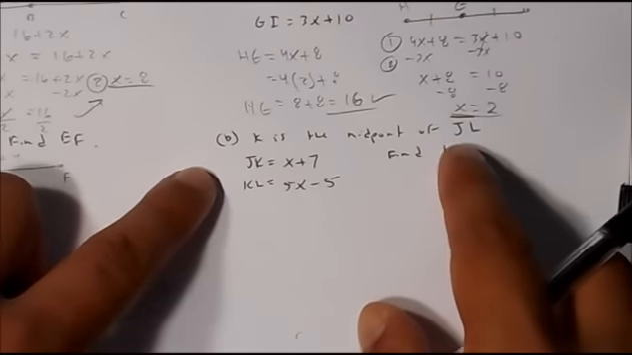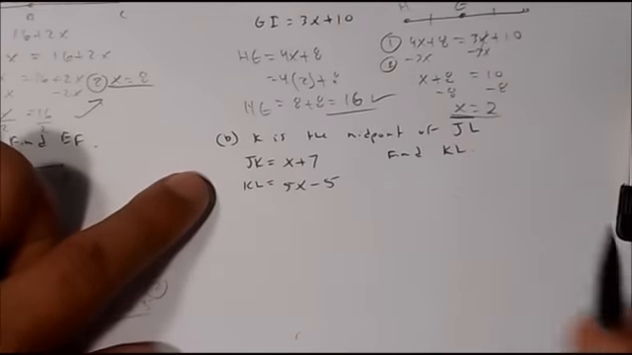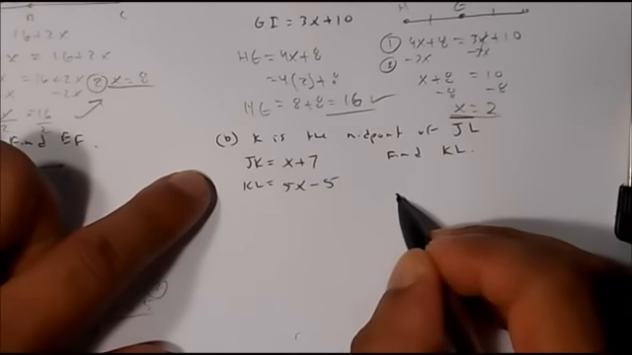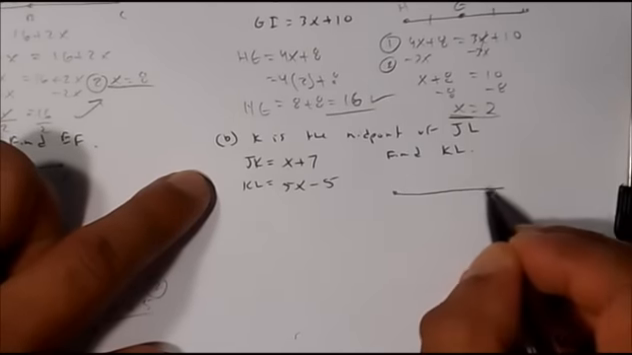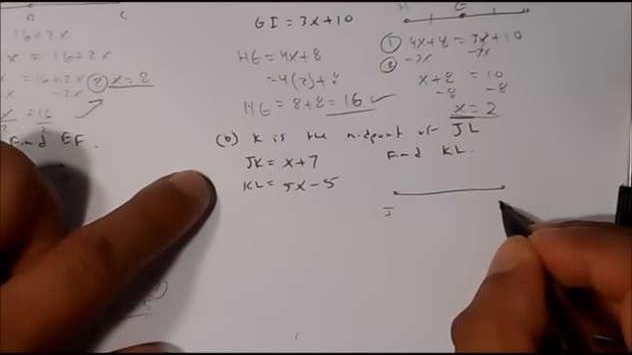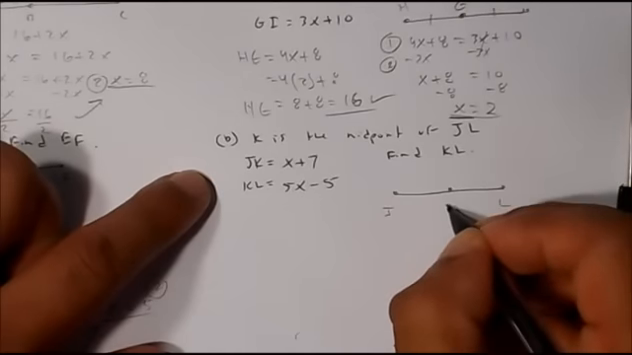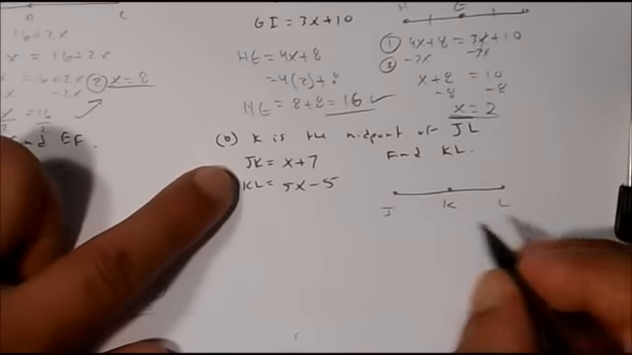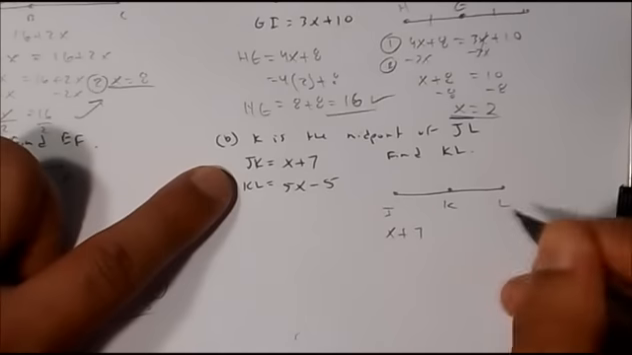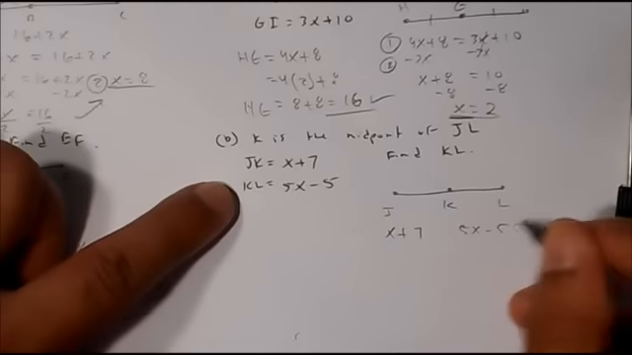So K is the midpoint of line segment JL. Then let's go ahead and figure that out. So line segment JL, how does that look? So both of these are endpoints, so it'd be J and then L. Well, what's in the middle? K. Now JK is how long? x plus 7. From K to L is 5x minus 5.